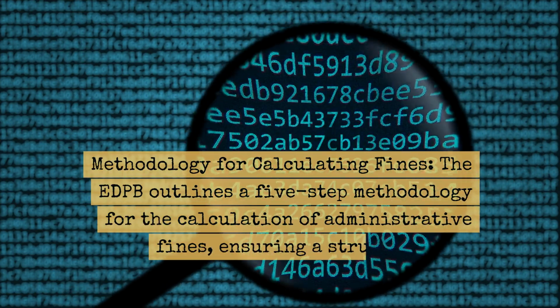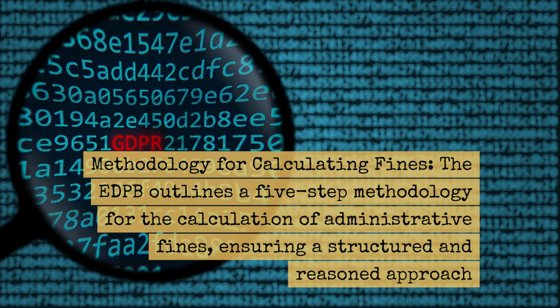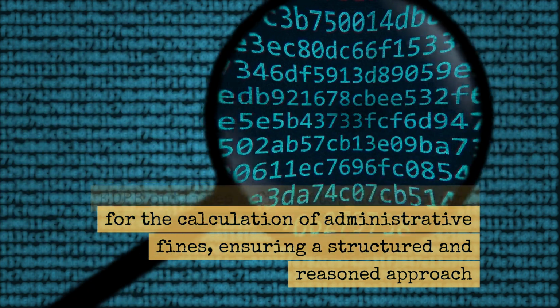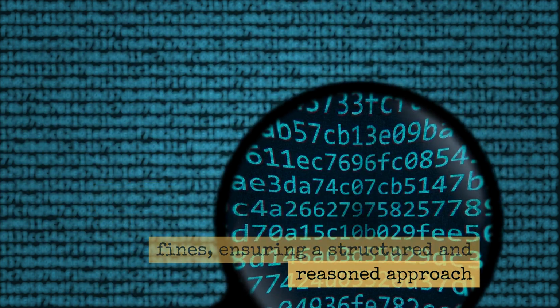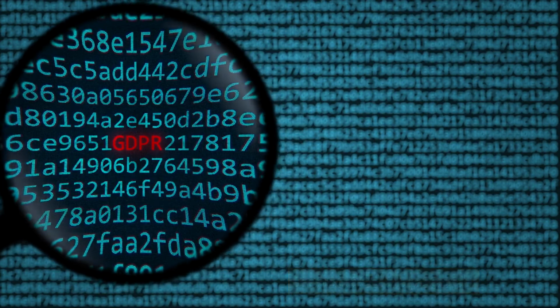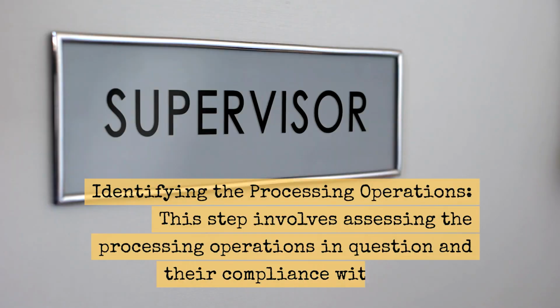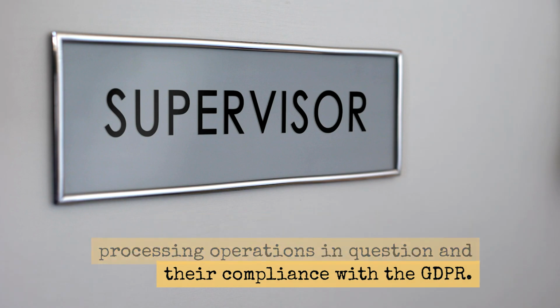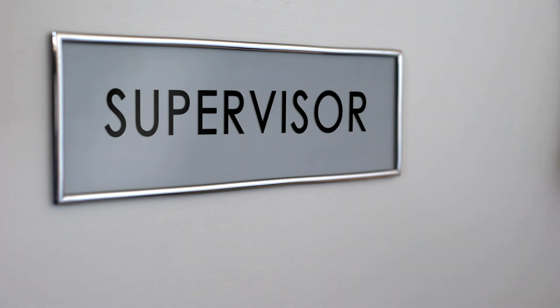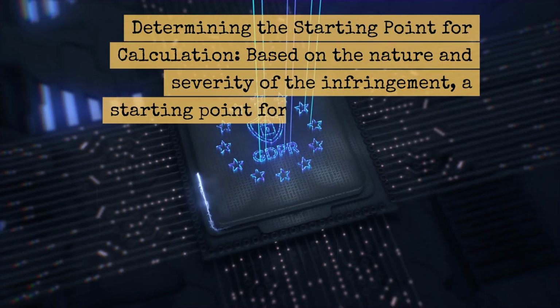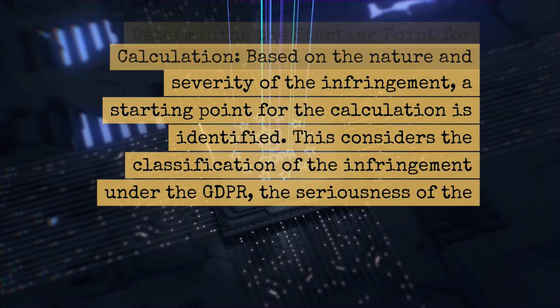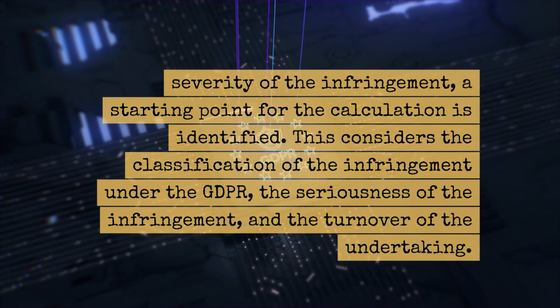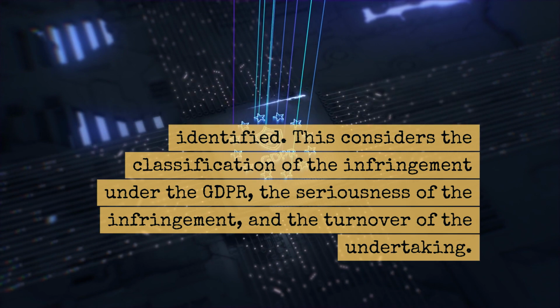Methodology for calculating fines. The EDPB outlines a 5-step methodology for the calculation of administrative fines, ensuring a structured and reasoned approach. Identifying the processing operations. This step involves assessing the processing operations in question and their compliance with the GDPR. Determining the starting point for calculation. Based on the nature and severity of the infringement, a starting point for the calculation is identified.